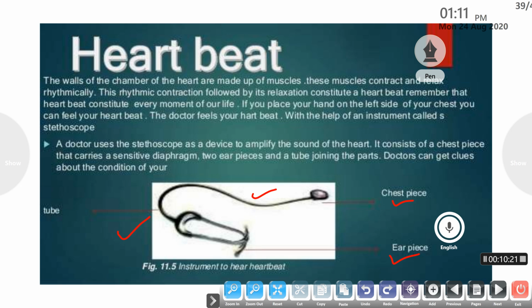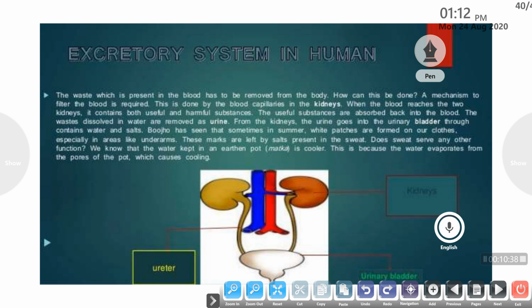So that's all about the circulatory system or the transportation in human beings. The next is the important part, that is the excretory system in human beings. As the impure blood goes to the kidneys for the excretion, let us understand the excretory system of human beings. This is the basic diagram of the excretory system in humans.